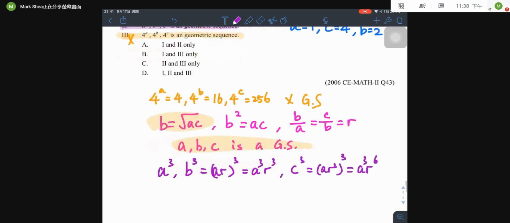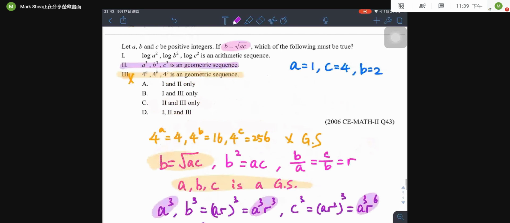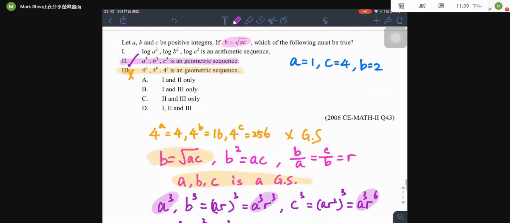So you can see that if we look at the first term A cube, second term A cube times R cube, and then A cube times R to the power 6, then this is also a GS. And the common ratio is R to the power 3. So option 2 is correct. Okay, now the last one, how can we determine the first option?